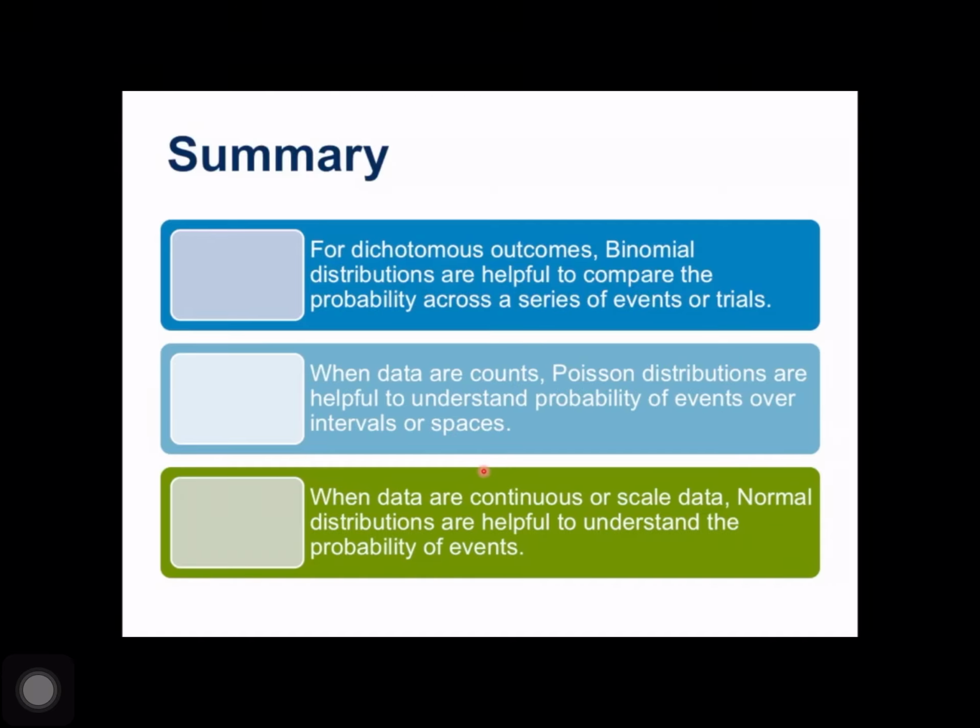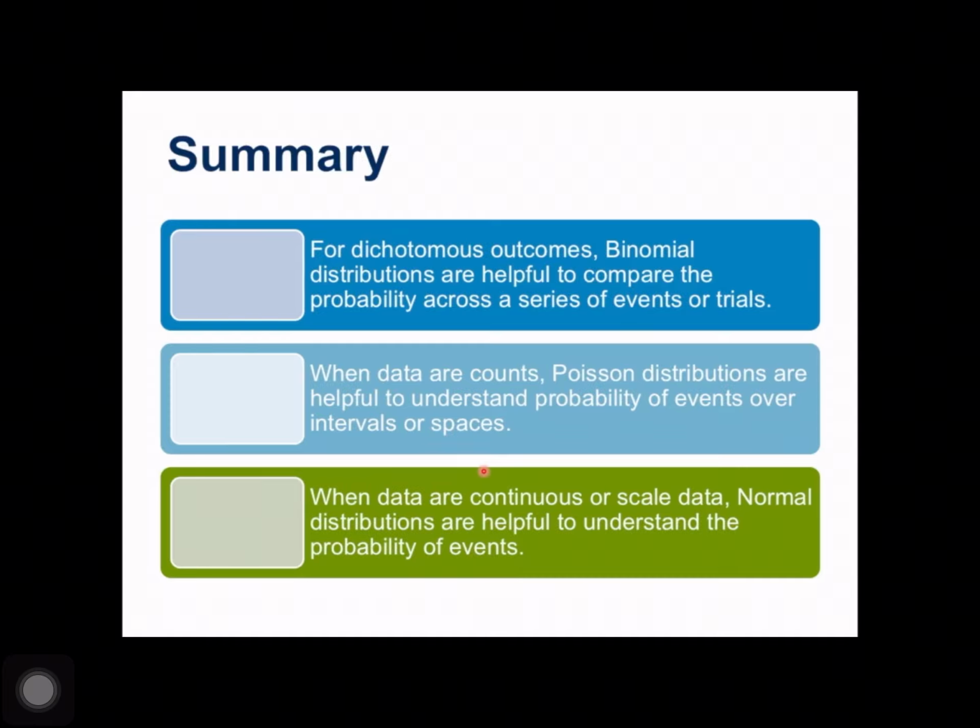So the takeaway across the three: for dichotomous outcomes, the binomial distribution is super helpful for us to compare probabilities across a series of events or trials, like sale or no sale across 3 customers, for example, as we were looking at. For counts, the Poisson distribution is really helpful for us if we have events that might fit that. In our exploration so far, we've just looked at different ways of seeing whether or not the data fit a Poisson distribution, such as flight arrivals or arrivals at a hospital would be an example like that. So you can test for that.